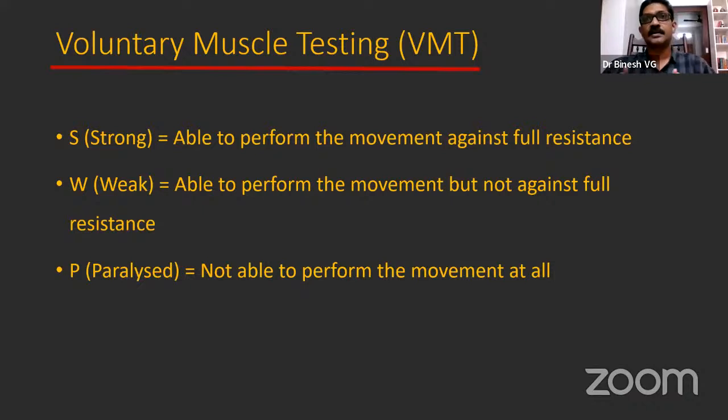Next, we have to test for the muscle function. This is a very simple classification where we classify the strength of the muscle into strong, weak, and paralyzed. Strong means the patient is able to perform the movements against resistance. Weak means there is some weakness; the patient is not able to perform the movement against the resistance. And paralyzed means not at all able to perform the movement.